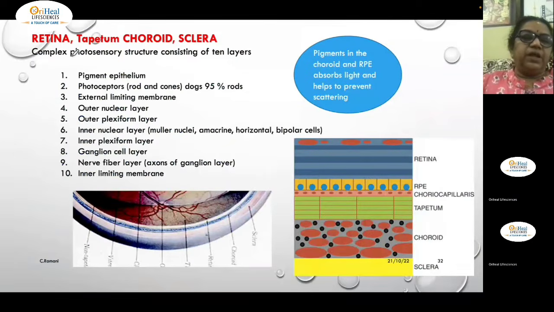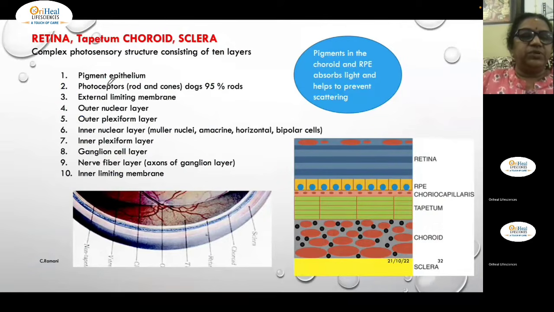So now comes the retina. Because we saw the tapetum, I thought I will tell about the tapetum a little, because that is how it will appear when you shine light to the eyes. But the layer that is present above the tapetum is the retina. Retina, the tapetum of the choroid, and then the sclera.